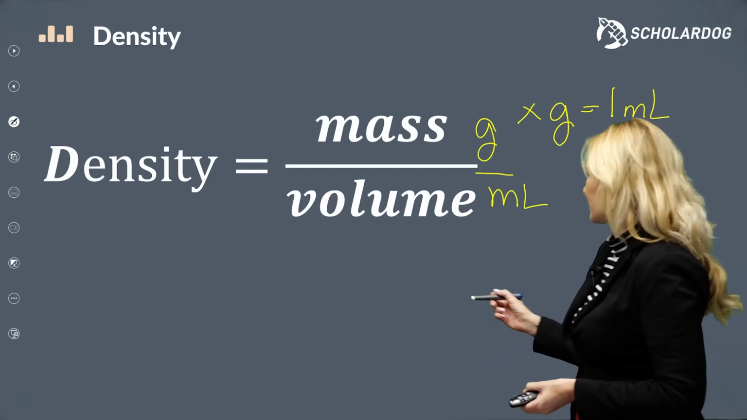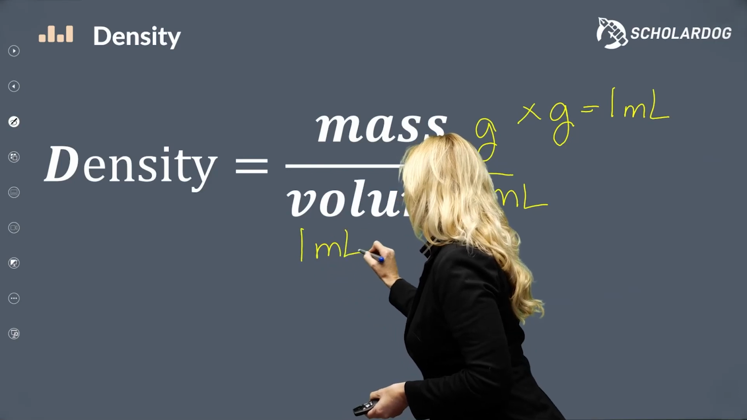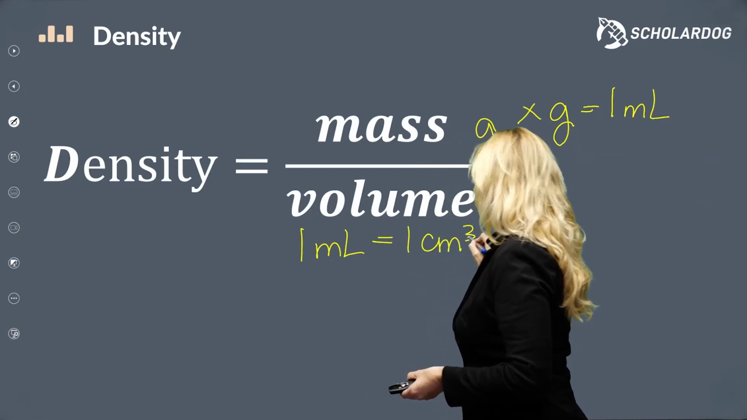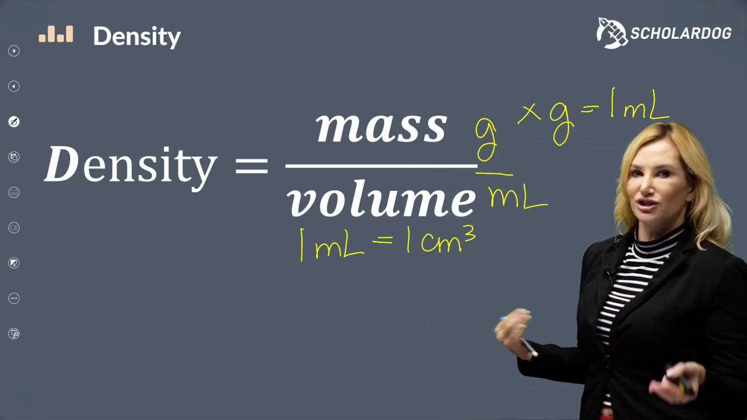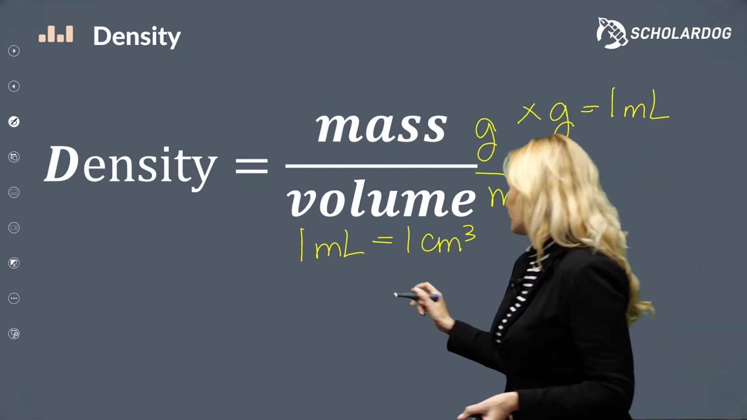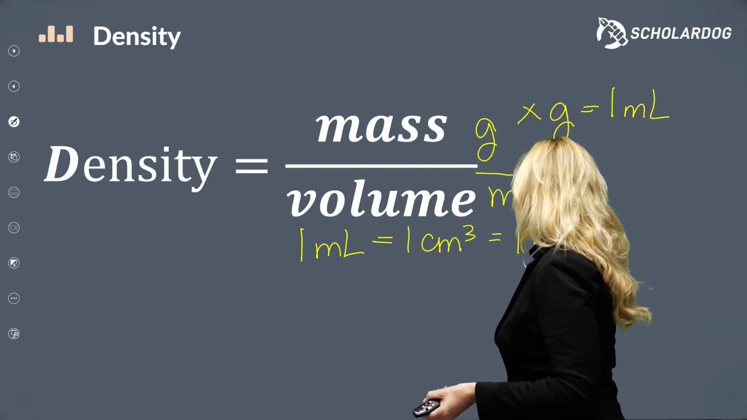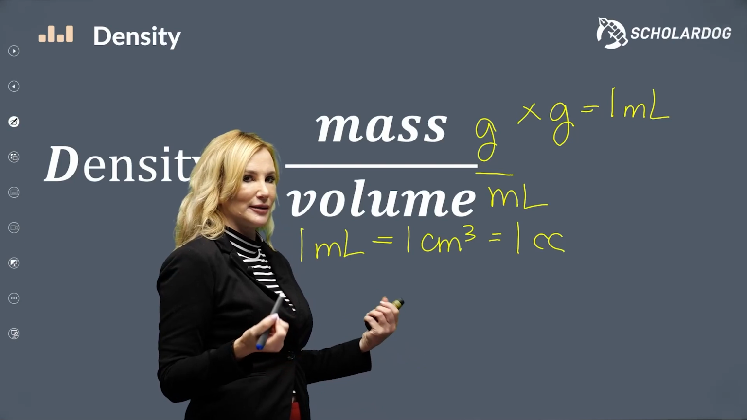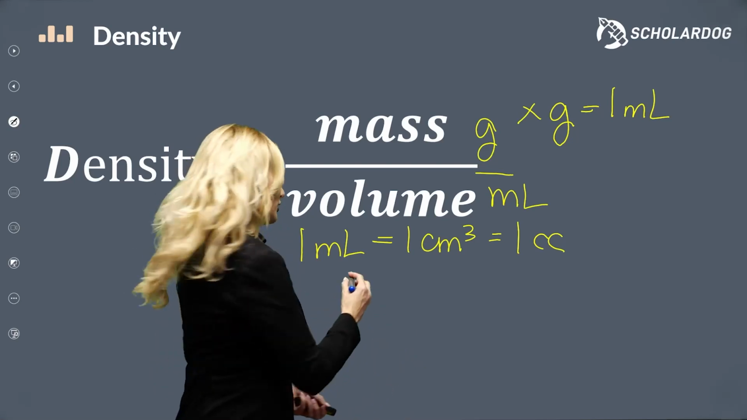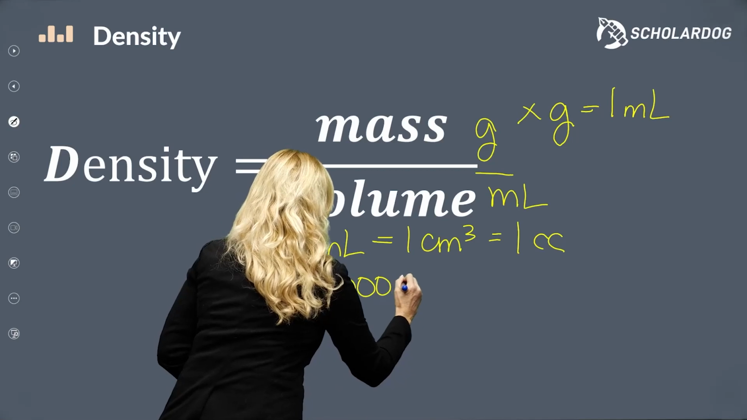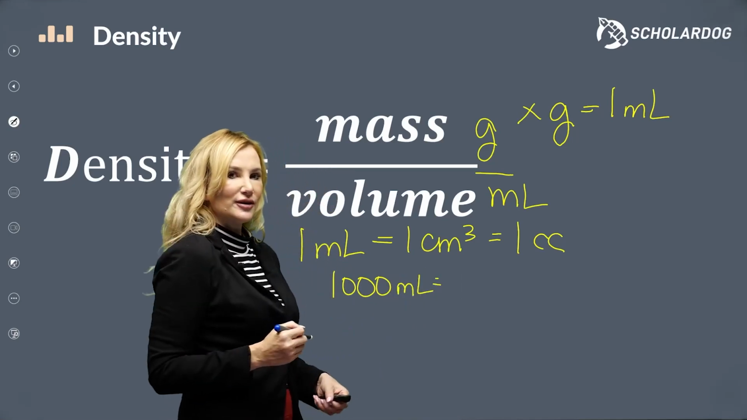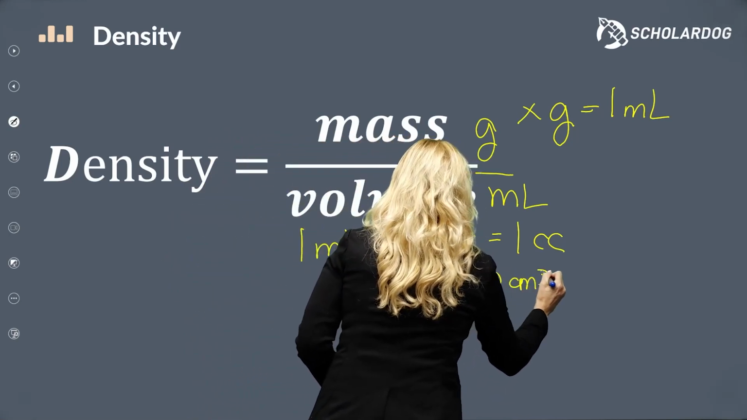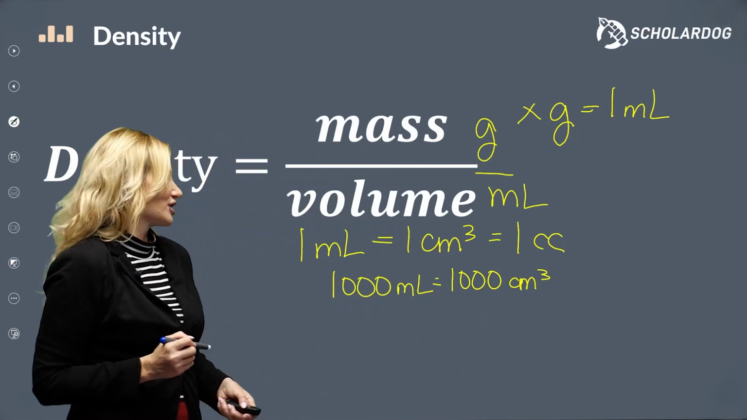The other thing to note is that 1 milliliter is the same thing as 1 cubic centimeter. So you can exchange these. And in healthcare, they say 1 cc, which means a cubic centimeter, but it would be the same thing as milliliter. So if you have 1,000 milliliters, you also have 1,000 cubic centimeters or 1,000 cc. These are all interchangeable.